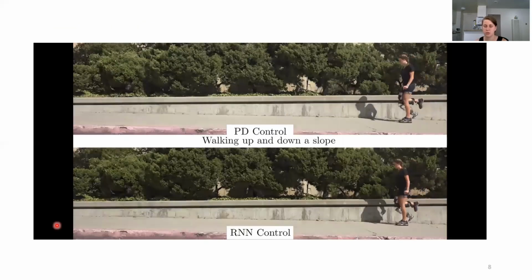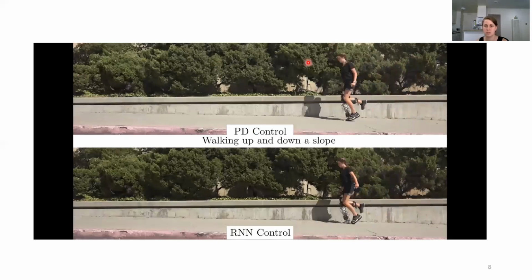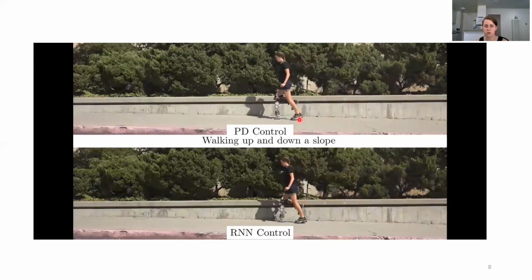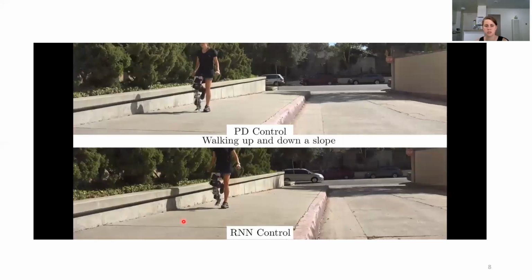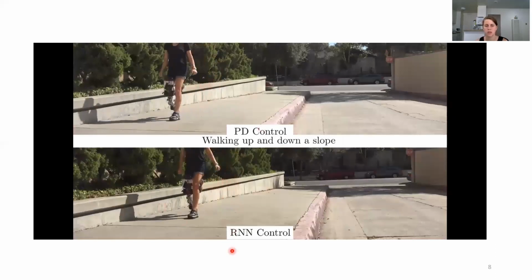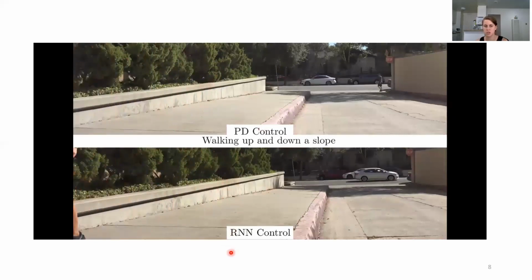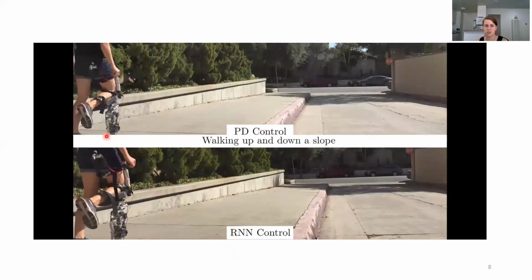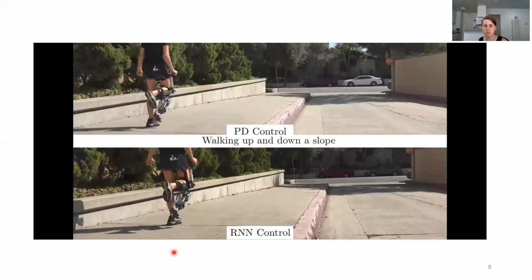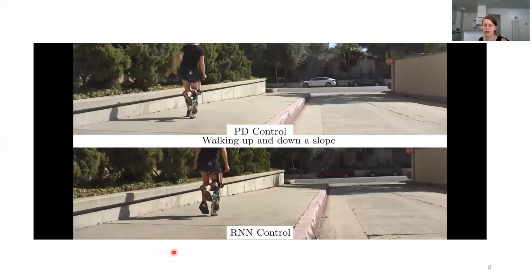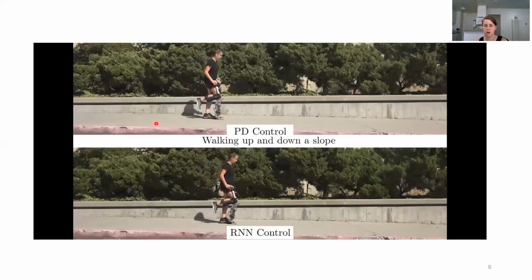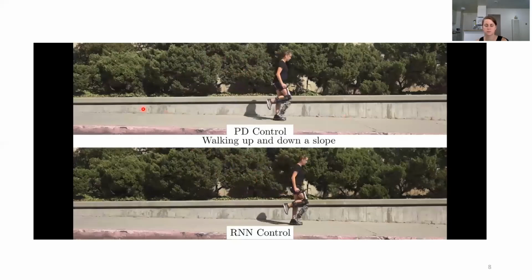Here's a video of our final result, where on the top you can see the prosthesis being controlled by the PD controller, and on the bottom you see the prosthesis controlled by the RNN controller. I am the one walking here in the video, and I could not tell a difference between the 2 controllers. You can also not see a difference in the video. And just to remind you, the RNN was trained only on flat ground data, but it worked well for both walking up and down slopes as well.